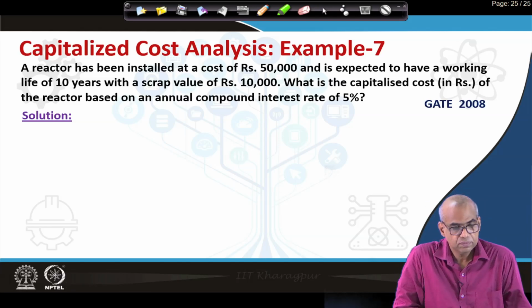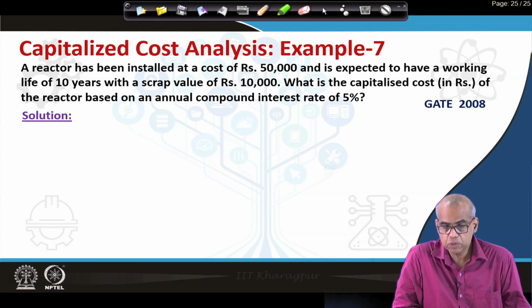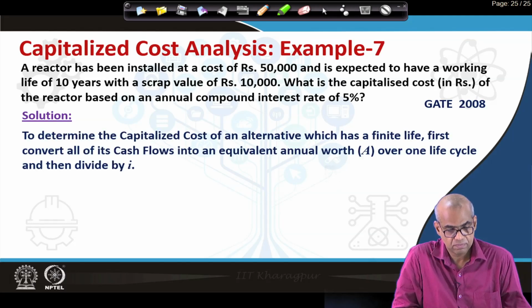Another example: a reactor has been installed at a cost of rupees 50,000 and is expected to have a working life of 10 years with a scrap value of rupees 10,000. What is the capitalized cost of the reactor based on an annual compound interest of 5%? It is just the same as the previous problem.